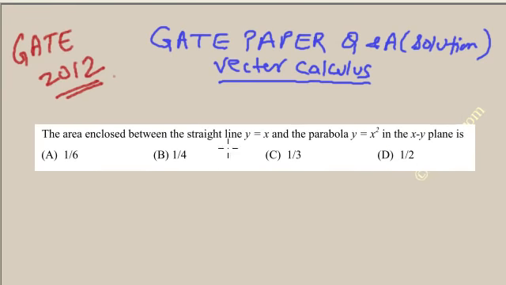This is the same question asked in 2012 that I have already solved in previous papers. The answer is 1 by 6.